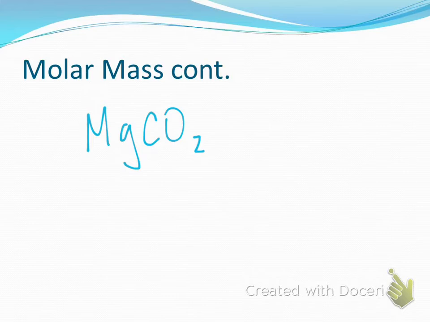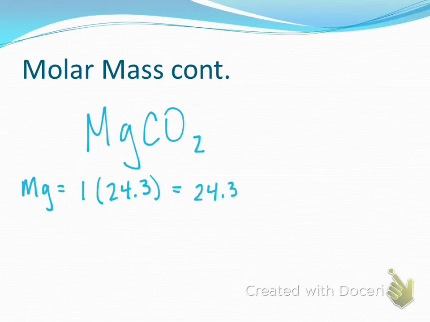So, how many magnesium atoms do I have? I have 1 atom, and it weighs what? 24.3 is where I usually keep magnesium. Okay? So that means that's 24.3. How many carbon atoms do I have? 1 carbon atom that weighs 12 grams per mole. So that equals out to 12.